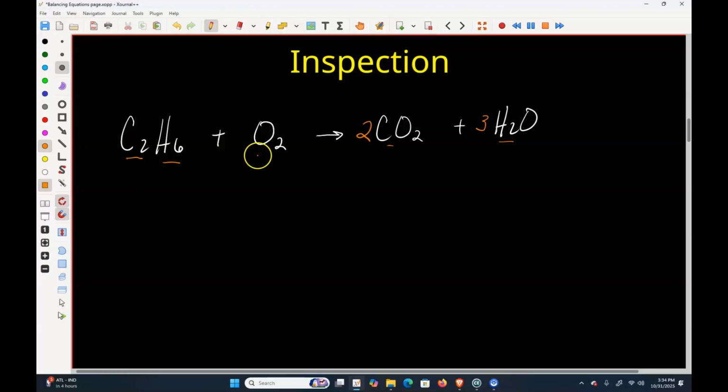Okay, let's look at my oxygens. I have 2 on the left side. On the right side, I have 2 times 2 is 4 plus 3 is 7. I have 7 halves here. Well, I can't have halves. So let's multiply everything by 2. So multiply this by 2. This by 2 gives me 7. Okay, so now I have 4 carbons, 12 hydrogens, 14 oxygens, 2 times 4 is 8 plus 6 is 14 oxygens. So with simple equations, it's much faster to do them by inspection than any other method.